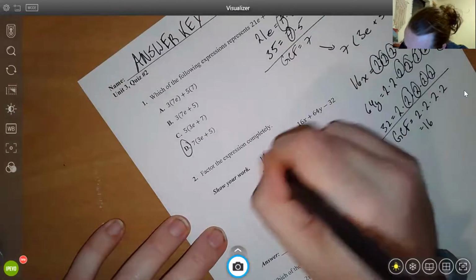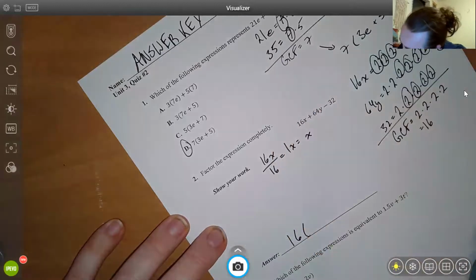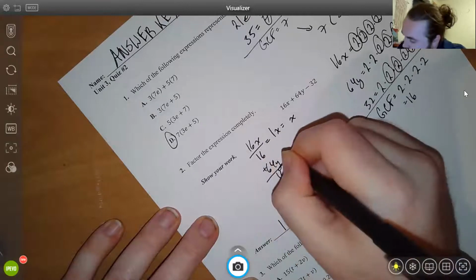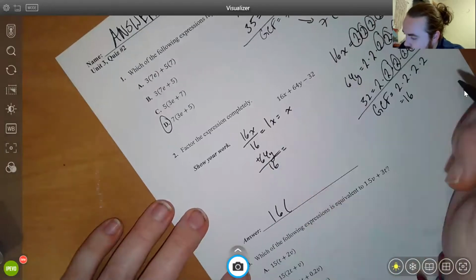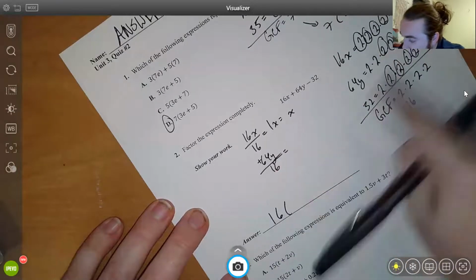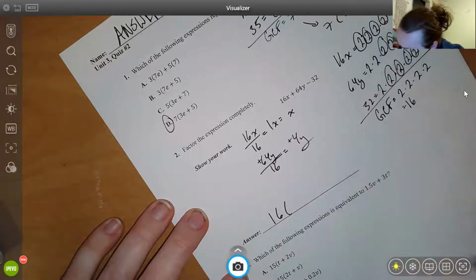16x divided by 16. Well, 16 divided by 16 is 1x, or just x. Cos of 64y divided by 16. We said 64 divided by 16 is 4. Or again, you can look over here, what is left. Most of the time, you just look at what's left. Oh, look, that's 2 times 2 times y. All right, so that's plus 4y.